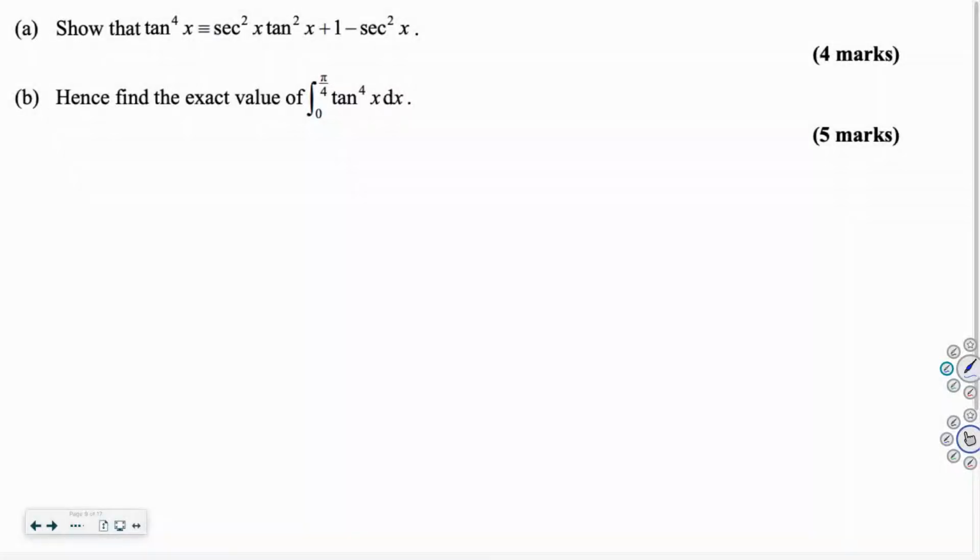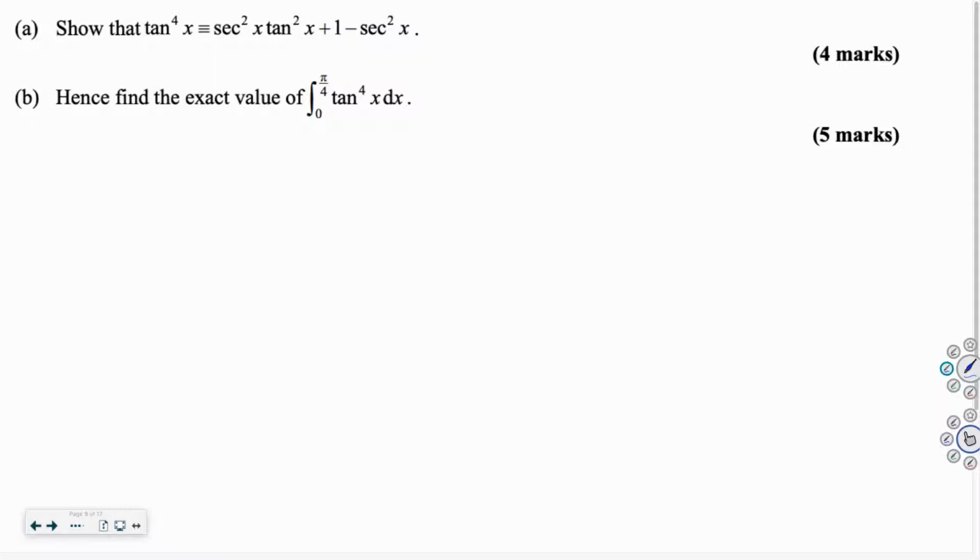In this video we're going to be working through an A-level exam question which involves a proof and a definite integral. Part A says show that tan to the 4 x is identical to sec squared x tan squared x plus 1 minus sec squared x.